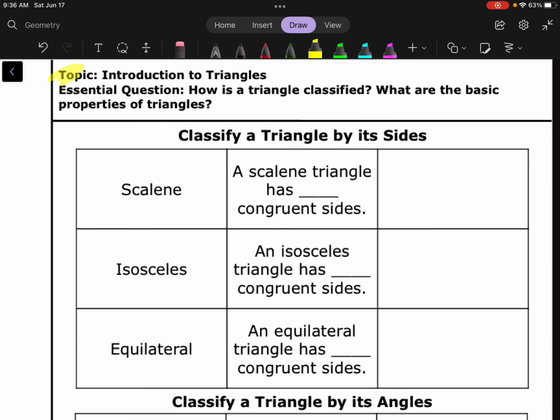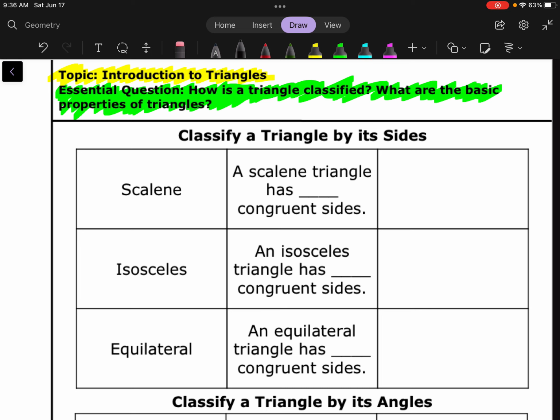All right, so what we're going to be looking at here in this video is an introduction to triangles. We've got a few different essential questions here that we're going to try to answer. We've got how is a triangle classified, and what are the basic properties of triangles. Those are going to be the things that we're going to try to answer by the end of our video here. And we're going to start off with classifying the triangles.